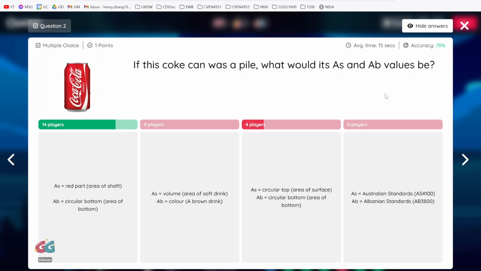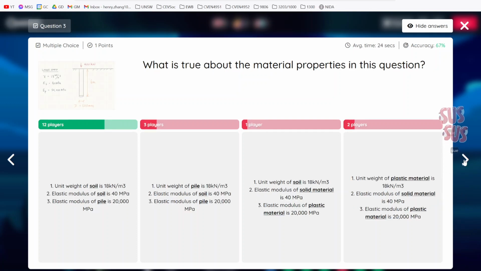All right, so this is kind of a stupid question, sorry, but basically it's just to get your head around the idea of the surface areas that we care about. So basically AS is the red part of the Coke can, and for AB, we only care about the bottom area there, right? Yep. Okay.